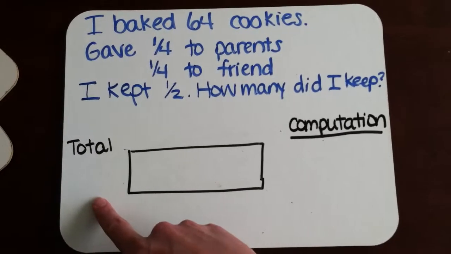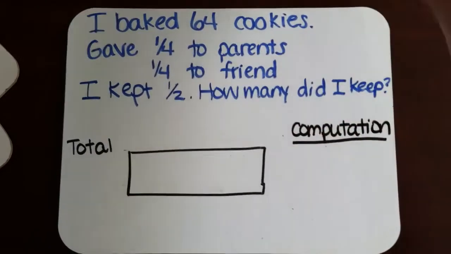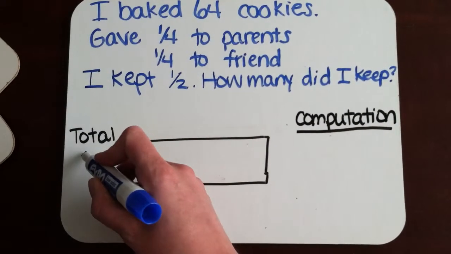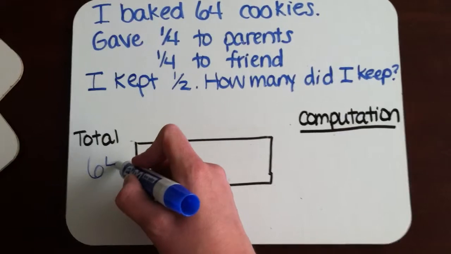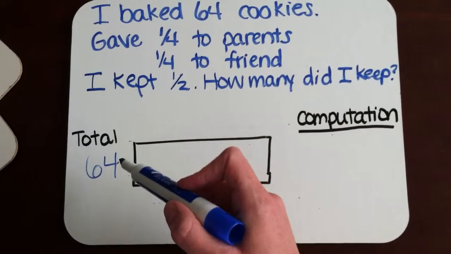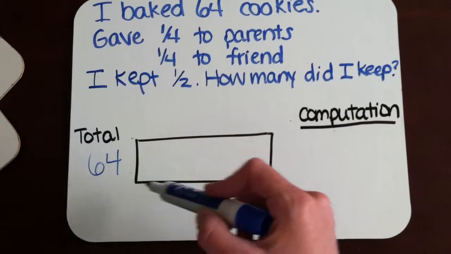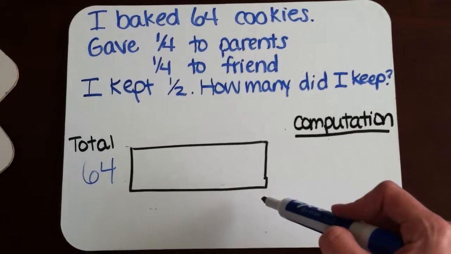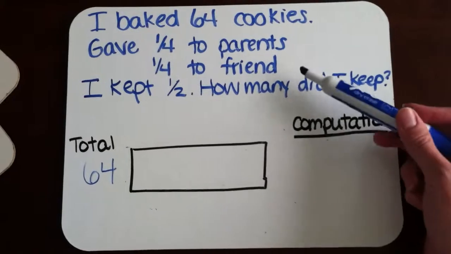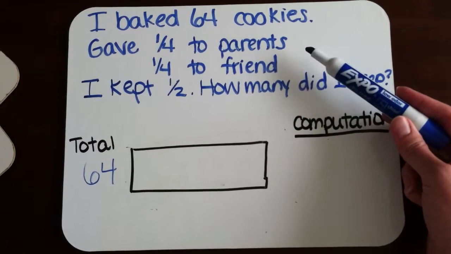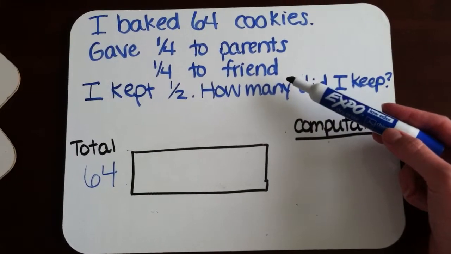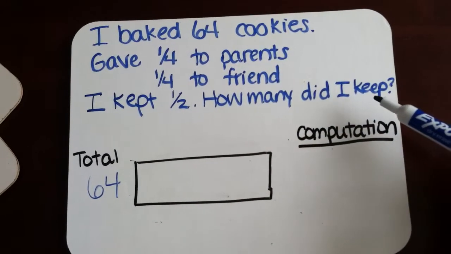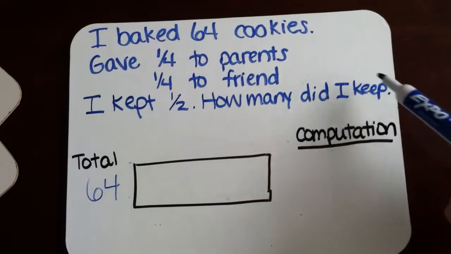The total number of cookies we can see at the top here is 64. So I'm going to take that 64 and I'm going to write it down just so that I don't forget that that's my whole or total. So this bar here represents 64 cookies. Okay, now I gave 1/4 to my parents, 1/4 to a friend, and I kept 1/2. How many did I keep? Well, the final question is how many did I keep?